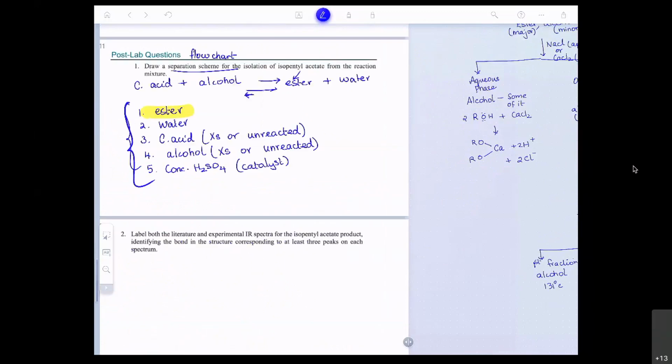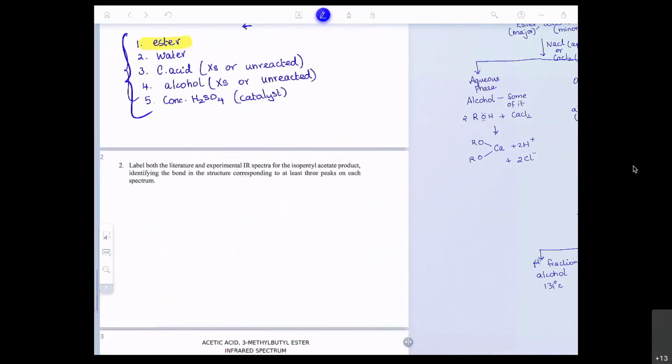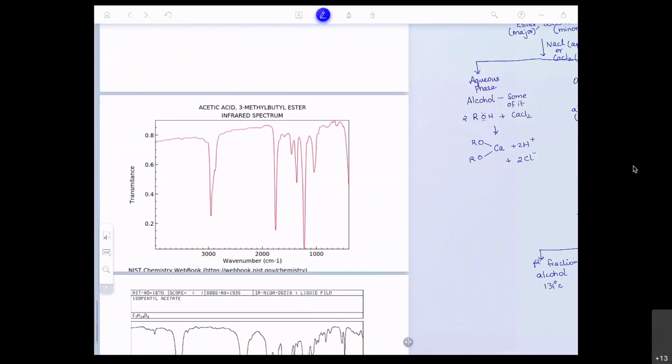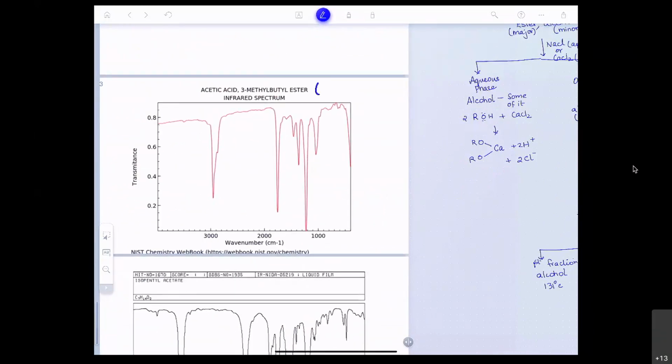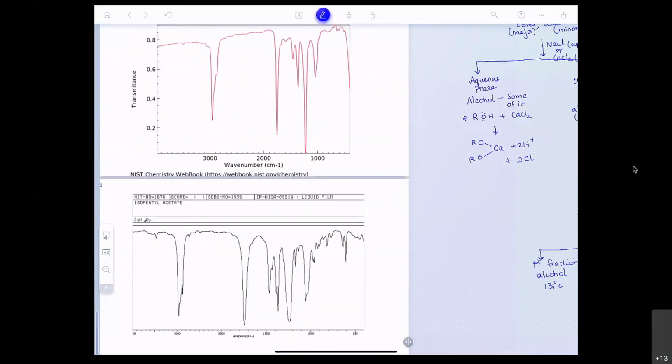Okay, that is your first post-lab question. And then there's only one more. Almost done here. We have to look at the literature and the experimental IR spectrum for the isopentyl acetate. This one is from LabFlow. You have to assume that this is the experimental one. This is the literature one, which I got from an open source resource. It's a nice website. You should check it out, SDBS.